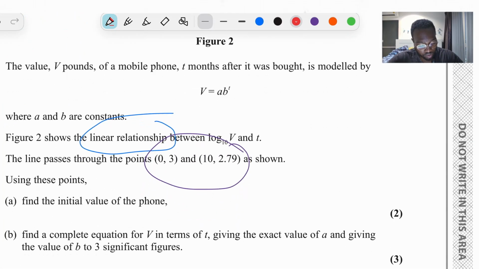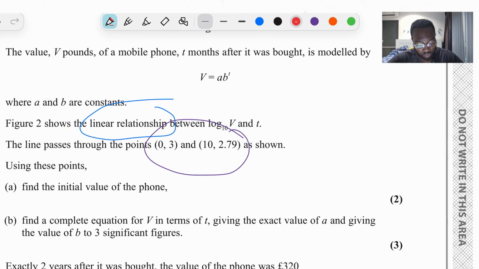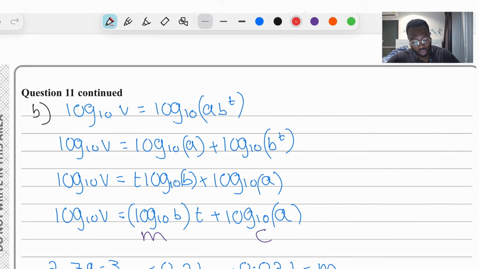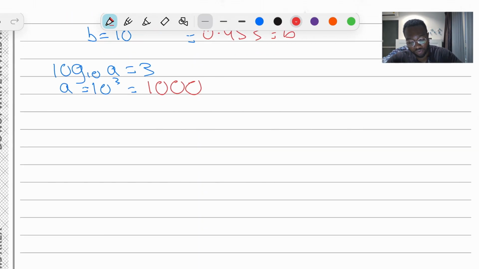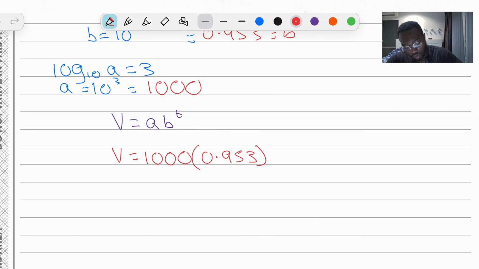And the question wants us to complete the equation for v in terms of t. So what does that mean? That means that if our v is equal to a b to the power of t, then it wants us to complete this equation. Therefore, our final answer would be v is equal to 1,000 times 0.953 to the power of t.